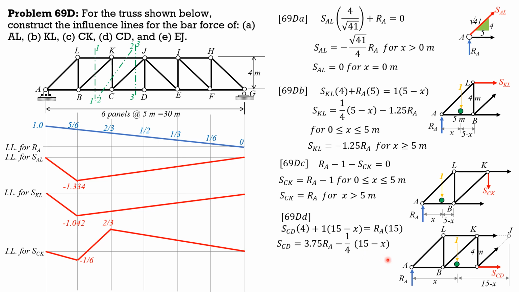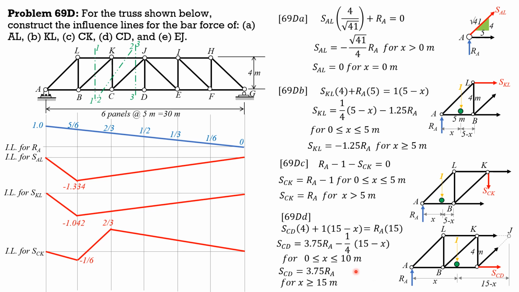And this formula is applicable for 0 less than or equal to x up to 10 only. So for 0 less than or equal to x less than or equal to 10 meters. Then beyond 10 meters, for x greater than 10, the unit load is no longer part of the free body diagram, so remove that. SCD becomes 3.75 of Ra for x greater than 10. Sorry, for x greater than or equal to 15. Then for x greater than 10, that's not important because the next panel point is at D, and we are only interested in the ordinates when x is 10 and when x is 15.